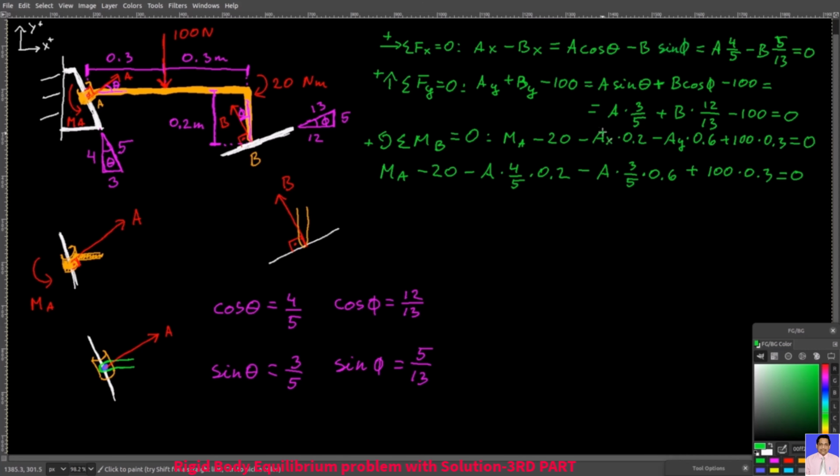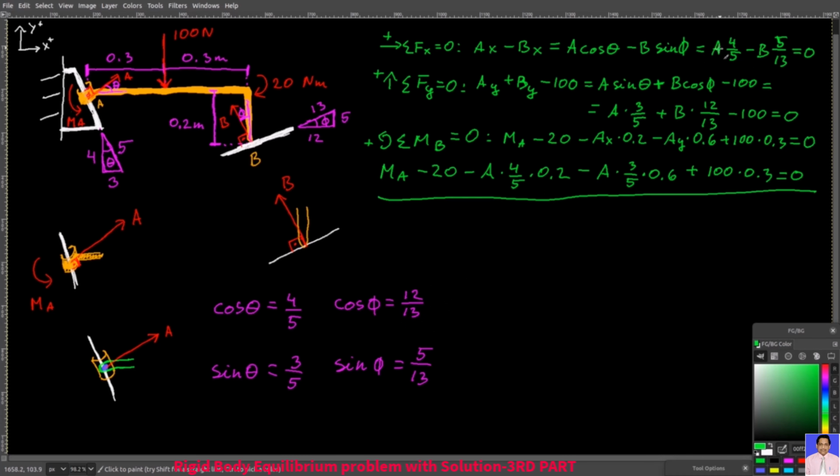My AX is A cosine theta, but you know your cosine theta, which is 4/5. That's why you have 4/5 here. And the same thing with AY, it's A times sine theta, and your sine theta is 3/5. That's why you have 3/5 here. And you can do the same thing with BX and BY. BX is B times sine phi, and then your sine phi is 5/13, and then BY is B times cosine phi, and so you can replace cosine phi with 12/13.